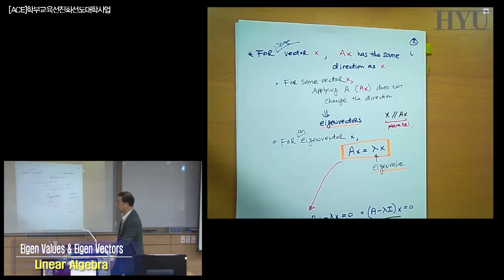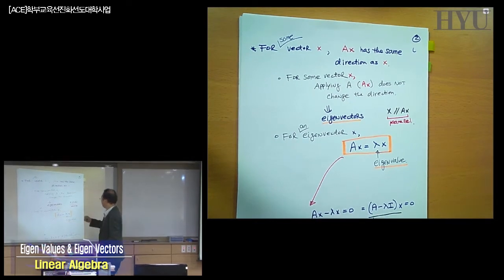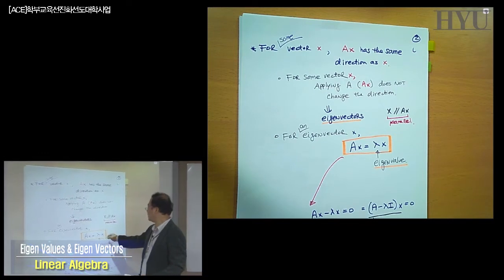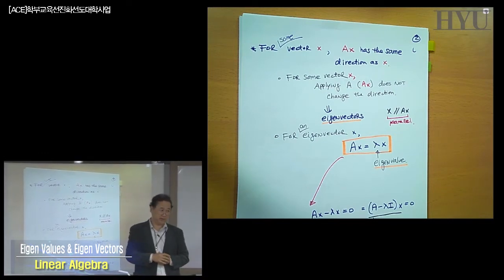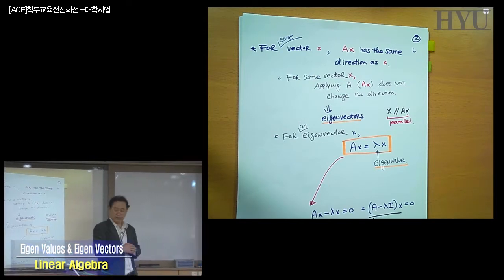So the terms: when you apply A to an eigenvector x, there is such a scaling, lambda x. So lambda we call the eigenvalue. Okay?